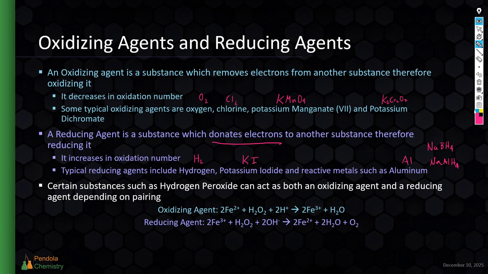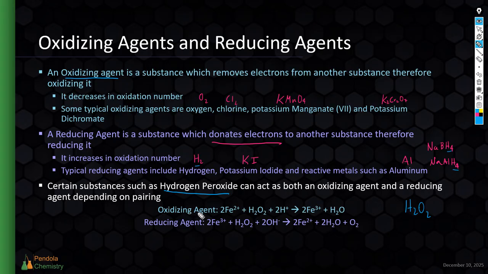Now, these are not necessarily mutually exclusive. Certain compounds, like hydrogen peroxide, can act as both oxidizing or reducing agents depending on what they're paired up with. One of the things you'll notice about hydrogen peroxide is that you have both oxygen, which makes it a good oxidizing agent, and hydrogen, which makes it a good reducing agent. A lot of the chemicals I wrote earlier have a lot of hydrogen in them. Because of this, hydrogen peroxide can act in both ways.